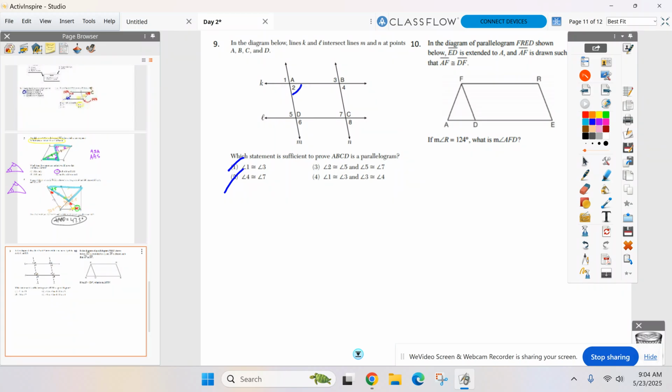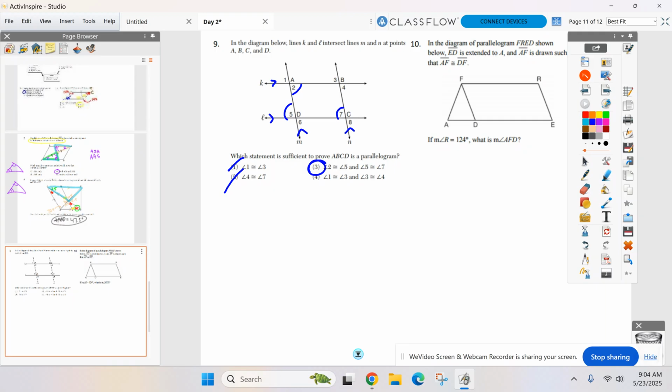All right, ready? 2 and 5. What type are those? Alternate interior, and that'll make, let's see, which lines there? K and L parallel. And then what if I had 5 and 7? What type of angles are 5 and 7? Corresponding, that makes M and N. Is that good enough? Both pairs of opposite sides parallel. Yep. Why doesn't 4 work though? 3 congruent to 4 or what? Vertical. That tells me nothing about parallel lines, right? So that's the only one that's going to make it a parallelogram.